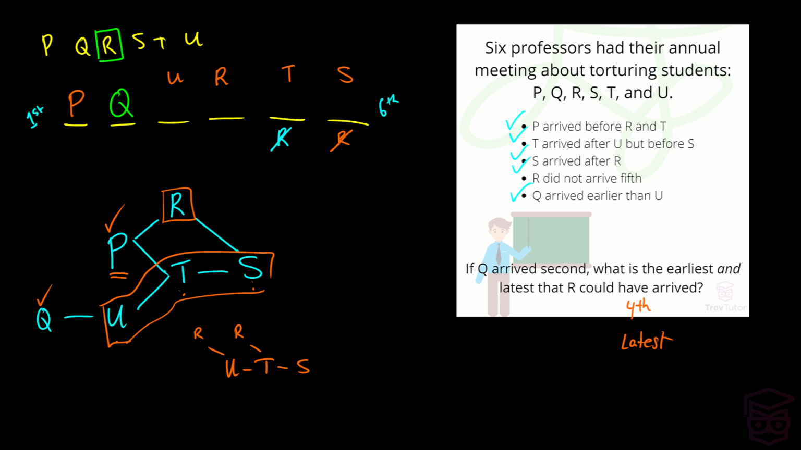But can R come third? Well, let's think about this one. If R is third, we just know that it has to come before S. So yes, we could do R, U, T, and S, and this would also be fine. So the earliest that R is able to come is third. And we know it can't come second or first because if Q is second, then Q occupies that second position. And if Q is second, that means P has to be first because that's the only place that P could actually appear.